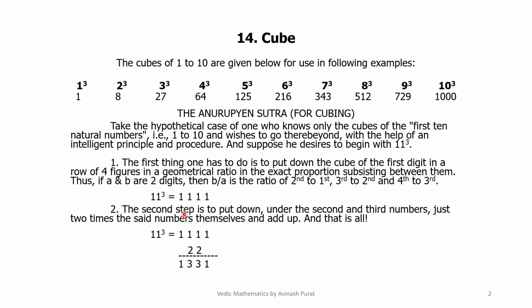The second step is to put down under the second and third numbers just 2 times the said numbers themselves and add up, and that's all. So 11 cube: 1111, second digit 2, third digit 2, so the total is 1331.